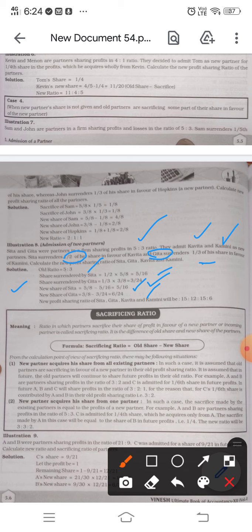Okay. So now what is the new profit sharing ratio of Sita, Geeta, Kavita and Kaumini? That is the Sita. How to calculate? For Sita we have to see all the denominators and we have to change as per the denominator. Okay. So the ratio will be 15:12:15:6. Okay. It's a very simple sum.